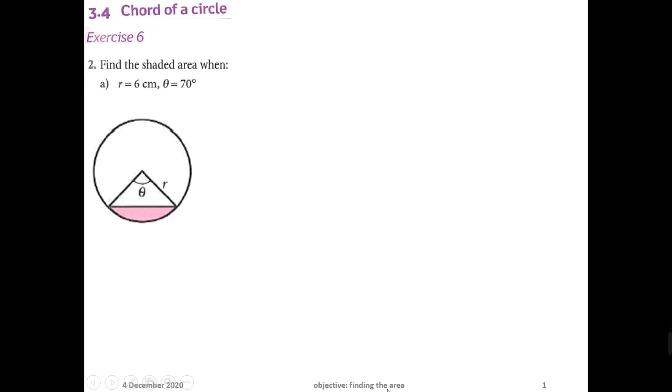Now let's see what numbers are given in the question. We have the radius, which is equal to 6 centimeters, and we have the angle that is opposite to the arc of the sector, which is equal to 70 degrees. And as I explained earlier, the shaded area, which we call the segment, is equal to the area of the sector minus the area of the isosceles triangle.